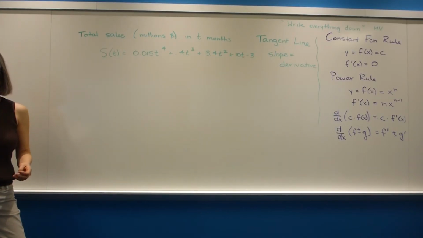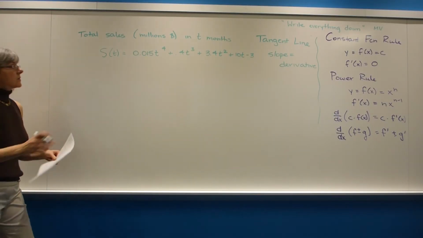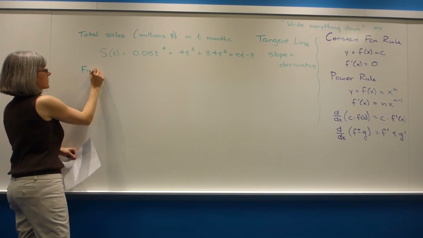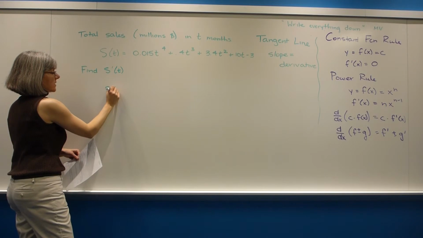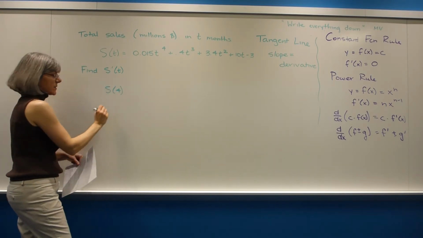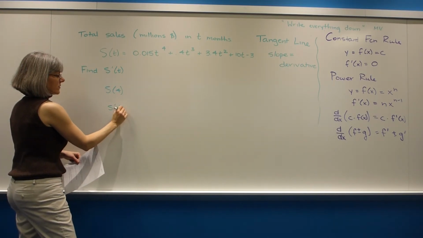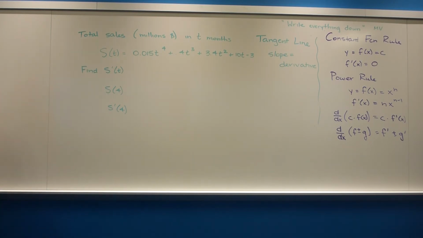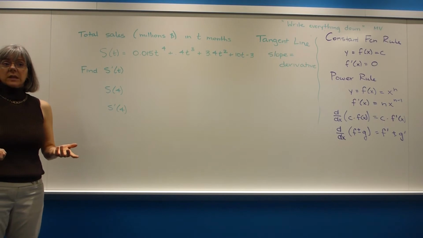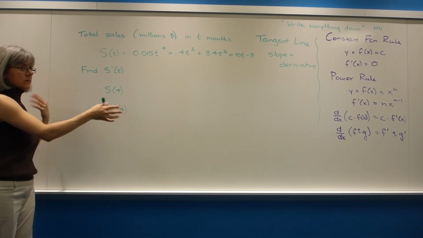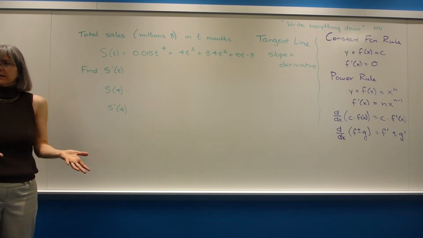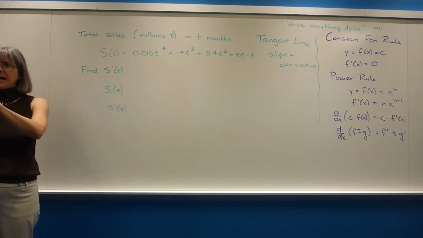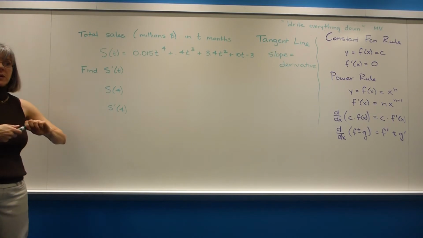So the instructions say find the derivative, find the actual sales value at 4 months and the derivative at 4 months, and interpret. So remember, there's a difference between find and interpret. Find means just list the number. Interpret says, what does that mean? It's a number, and tell me about that. So just remember the difference between find or identify and interpret or explain.